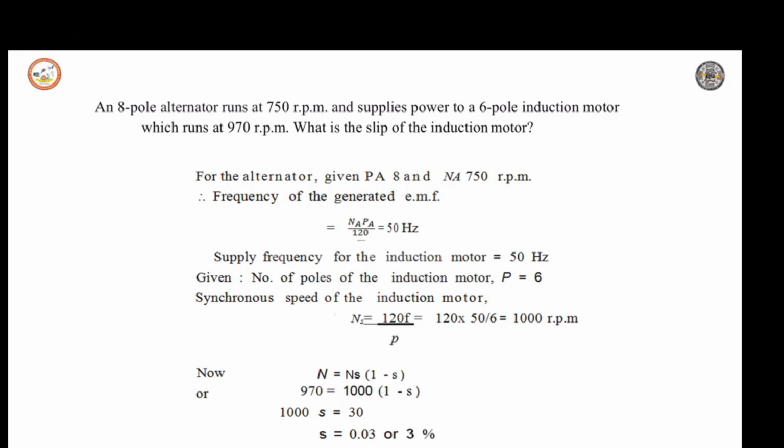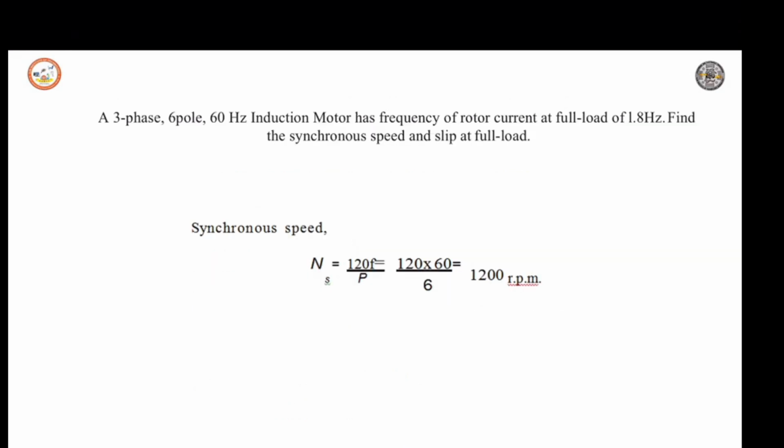If you observe, the synchronous speed is greater than the rotor speed. Now, to find S, we need the formula N is equal to Ns into 1 minus S. We know N, we know Ns, we need to calculate S. So S is 0.03 or 3%. So slip is equal to 3%.